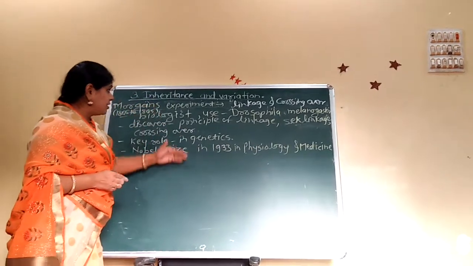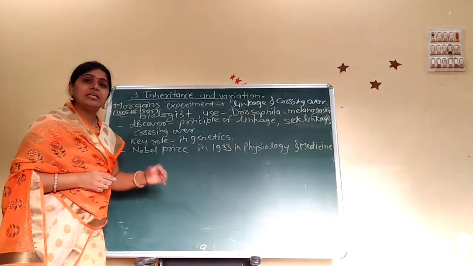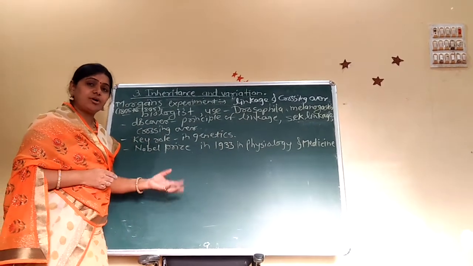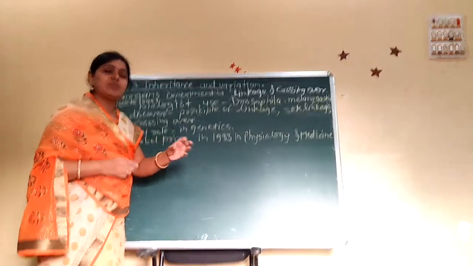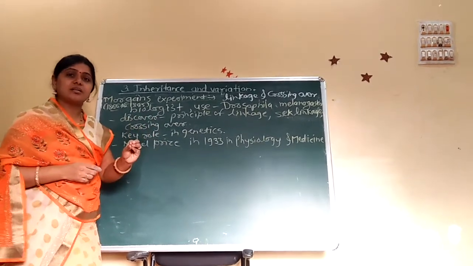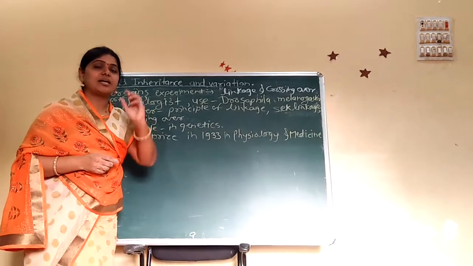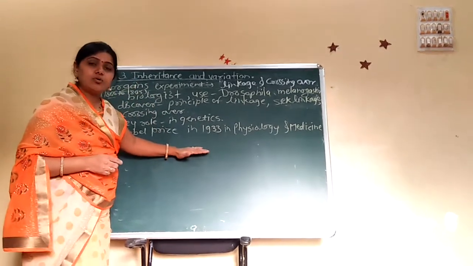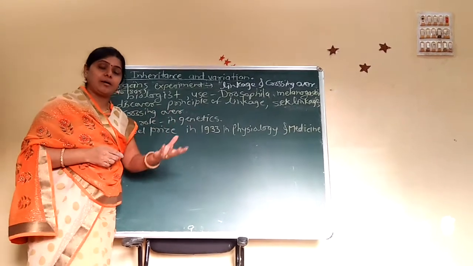In his experiments on Drosophila melanogaster, he first showed linkage with his experiment cross first, and he showed crossing over with his experiment cross second. He used the dihybrid cross of the Mendelian type.